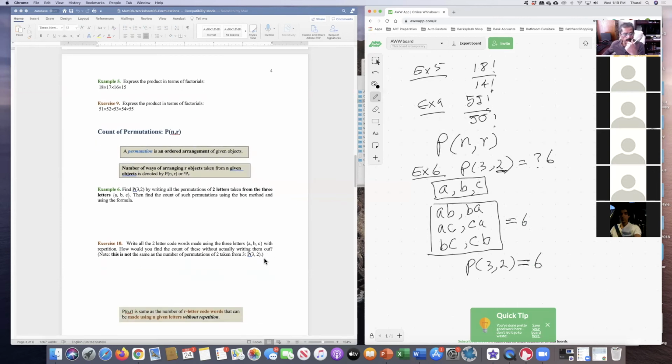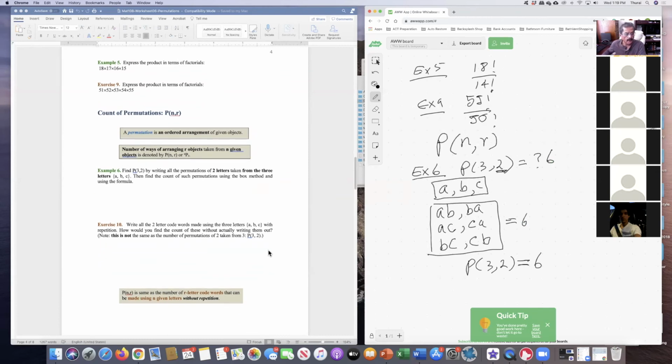Okay, so going to exercise 10. If I ask you the question, how many 2-letter code words can be made using 3 letters A, B, C, with repetition? If it is with repetition, that's a different thing, so I'm going to do that first. The question here, in exercise 10, is to write all the 2-letter code words made from the 3 letters A, B, C with repetition.